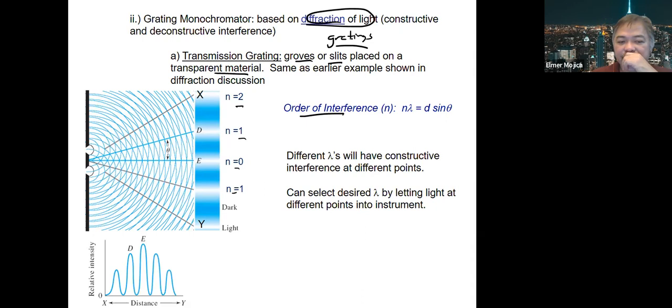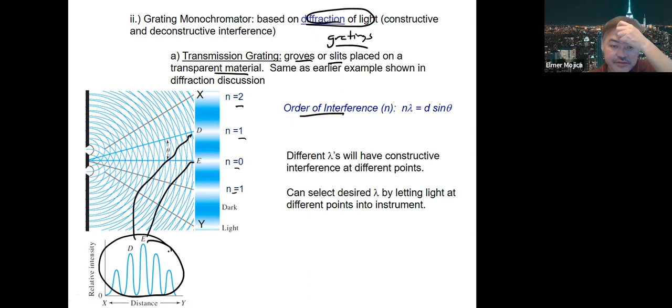So if you have two slits there, the light travels through, and you get a different order of interference. If you look at the pattern, that's the B, that's the E. That shows the relative intensity of the light versus the distance from the middle. It looks like what, right? It's called a Gaussian curve. Okay? So that is the transmission grating.